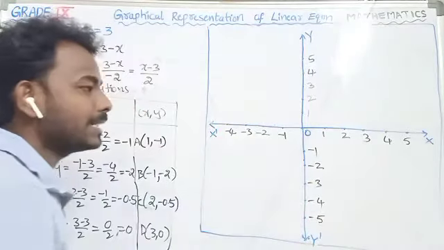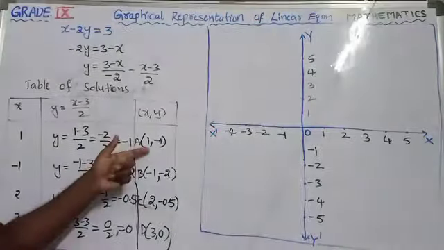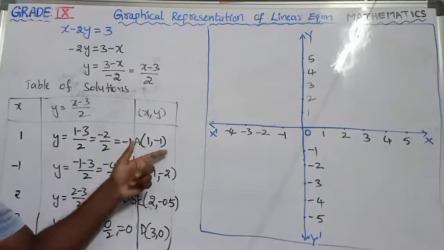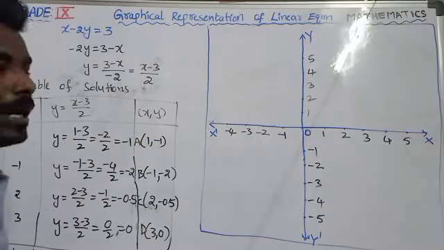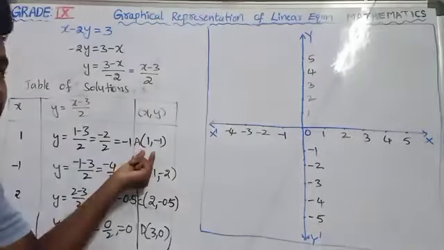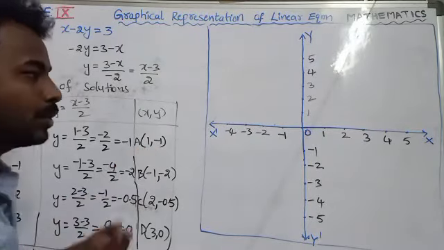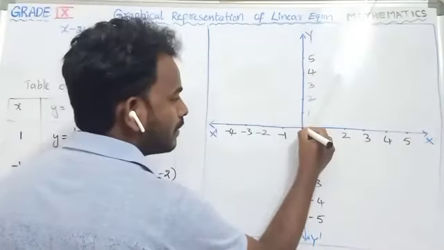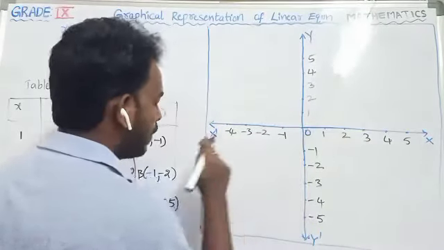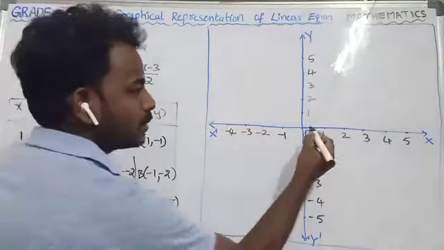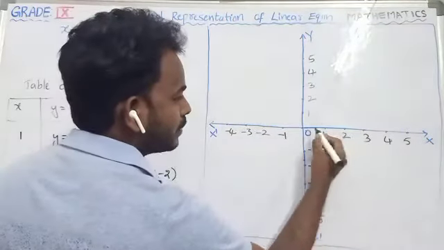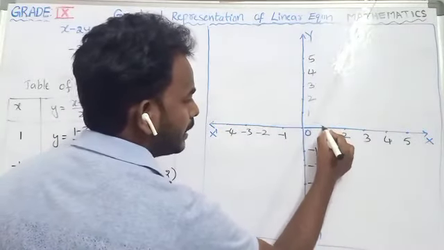Now try to locate the points. Here the first point is (1, -1). How will you locate it? First of all, consider the x coordinate. What is the x coordinate? 1. So you start from the origin and go to 1 on the x-axis. Where is plus 1? On the right side. So you go to 1 here.